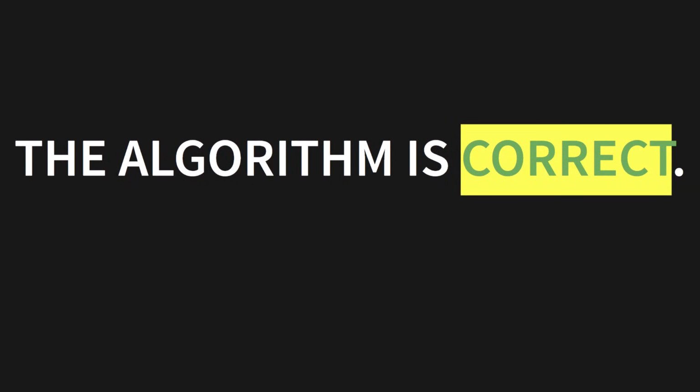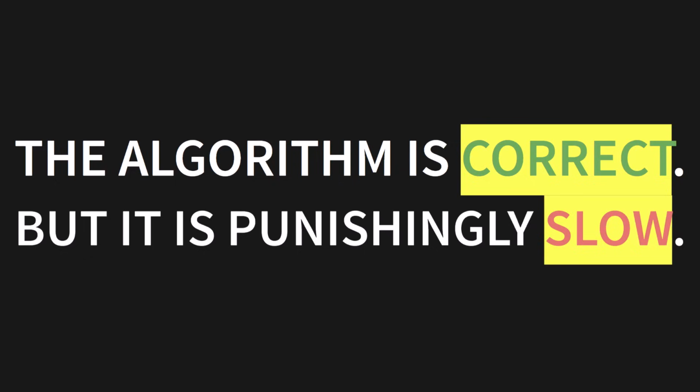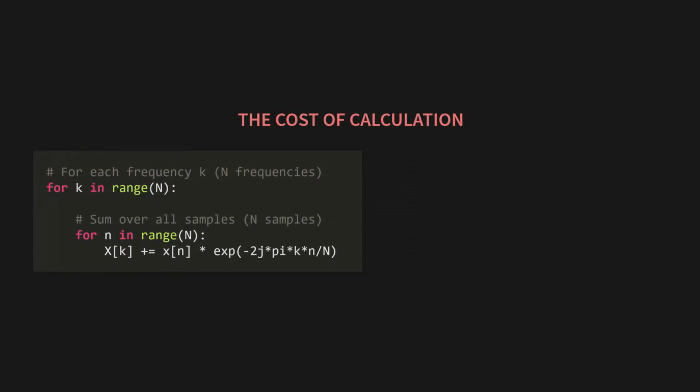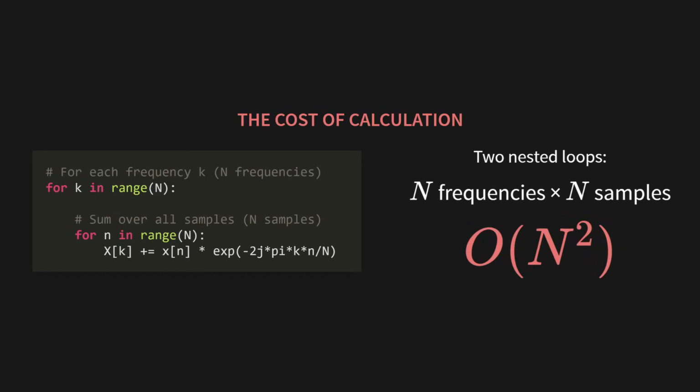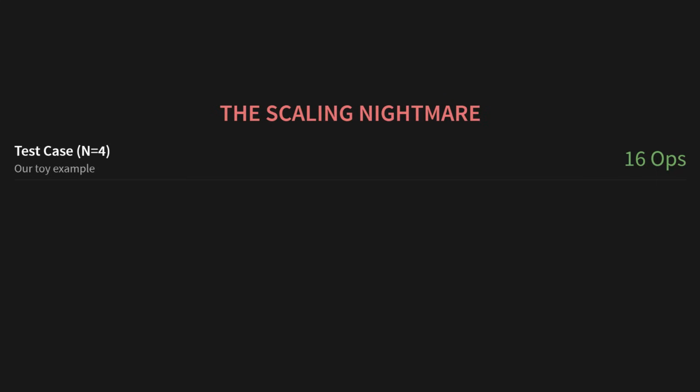But it is also punishingly slow. Let's talk about the real cost of this calculation. Looking at the formula, you can see the problem right away. For each frequency k, we have to loop through all n frequencies. And then, inside that loop, we have to sum over all the samples, another n samples. We have 2 nested loops. That's n frequencies times n samples. In computer science, we call this O of n squared complexity, and that is a scaling nightmare.